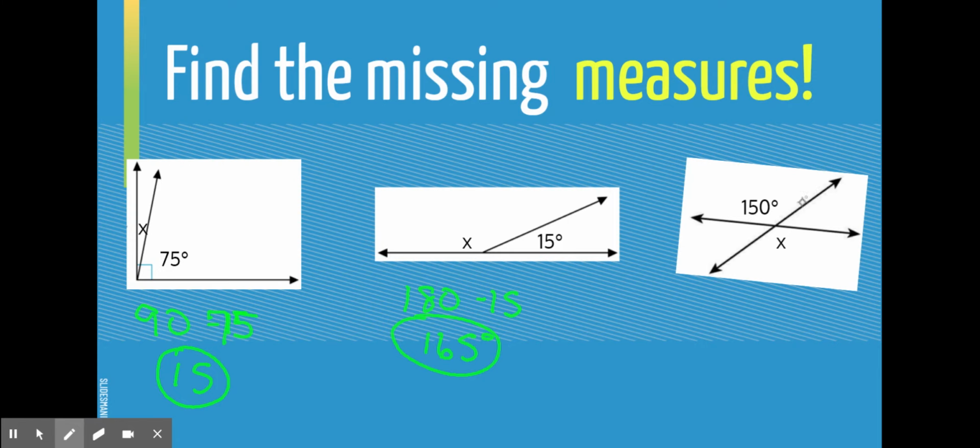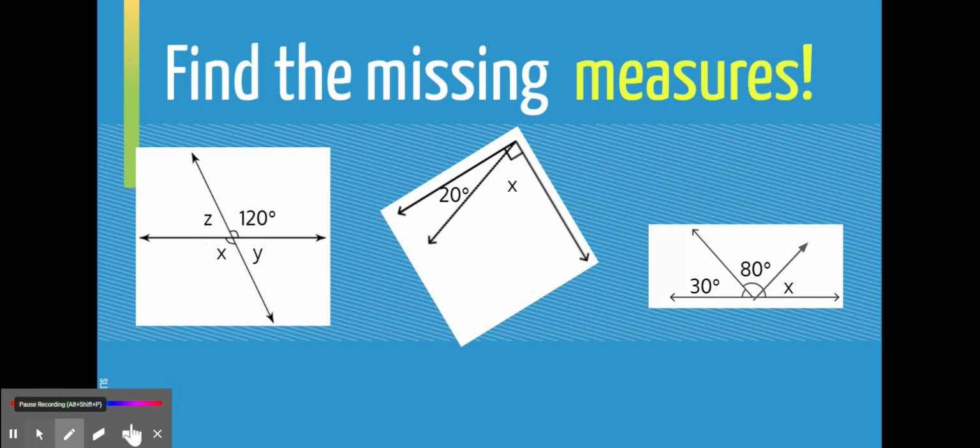Okay. Over here, notice I have two intersecting lines, and these two angles are across from each other. So they are vertical angles, and if they are vertical angles, they are congruent. They are the same measure. So X is 150 degrees because these two angles have to be congruent. Okay, so let's do a few more. This one looks a little complicated, doesn't it? Because we need three angles here, okay?